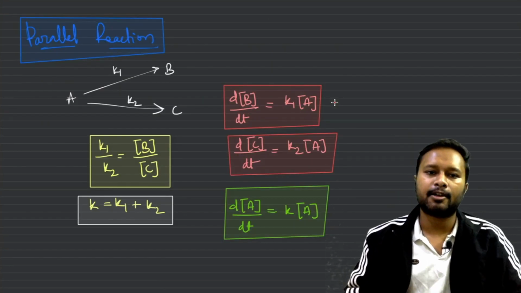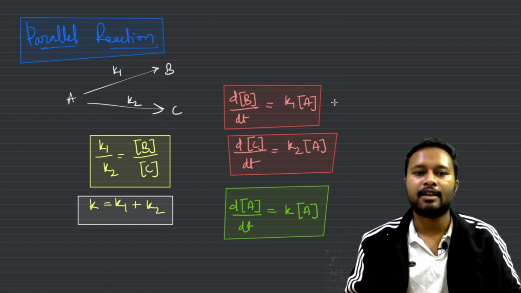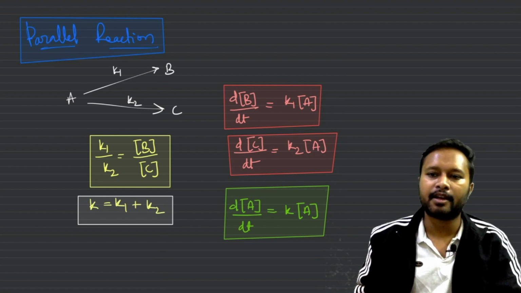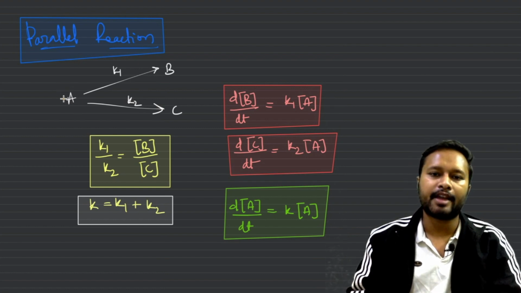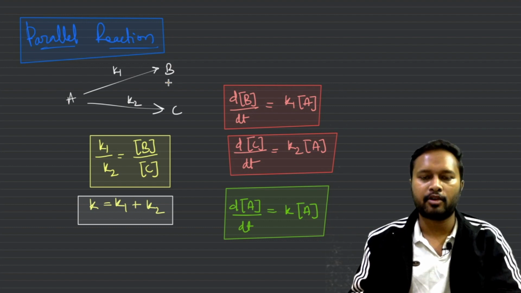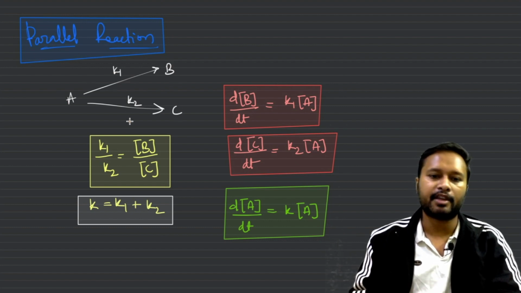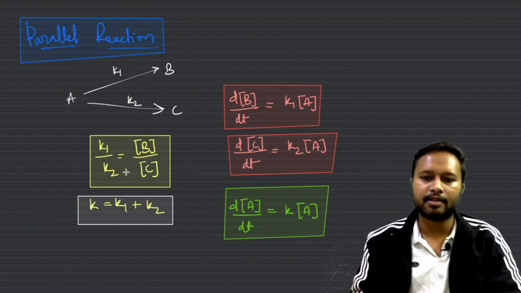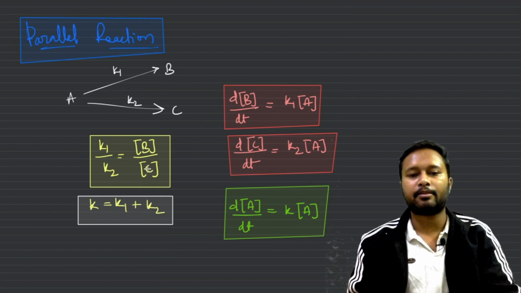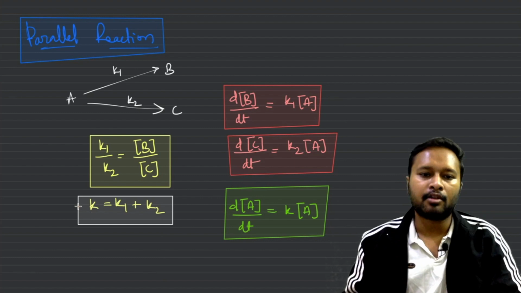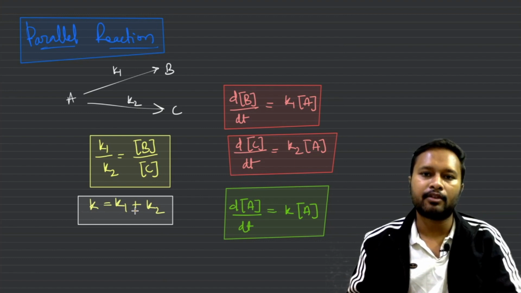Now there are certain special types of reactions. One of them is the parallel reaction. A parallel reaction is one where a certain reactant gets converted into two different products B and C with different rate constants K1 and K2. There are some important equations for the parallel reaction. One of them is K1 upon K2 is equal to the concentration of B divided by the concentration of C. The overall rate constant K is equal to the sum of the rate constants, K1 plus K2. The rate of formation of B, dB by dt, is equal to K1 times A.